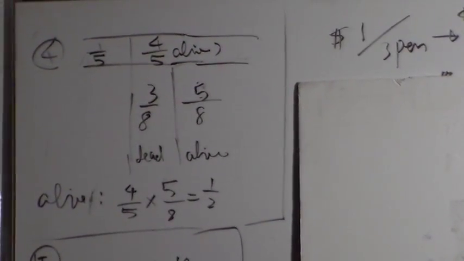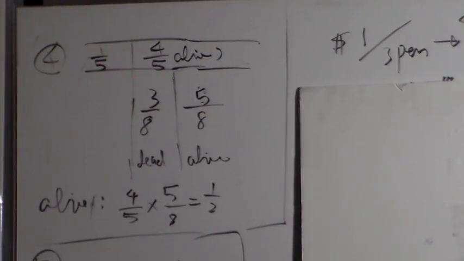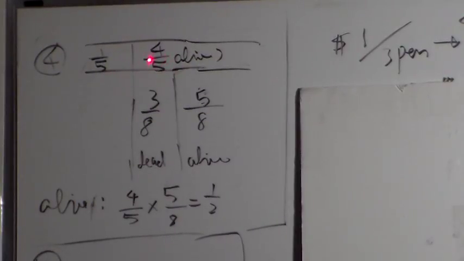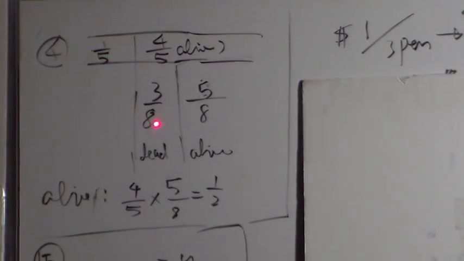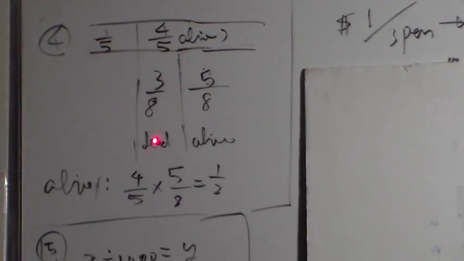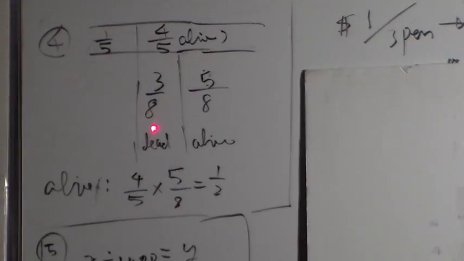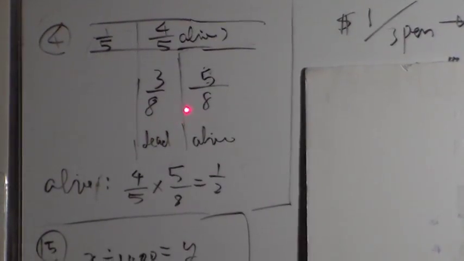Okay, example 4 is, Bill got a fish. Then 1/5 is dead, so 4/5 is alive. Then later on, 3/8 is dead. So the actual leftover, 3/8 of 4/5 is alive. Alive was dead. So the actual question is what portion of the fish is alive right now.